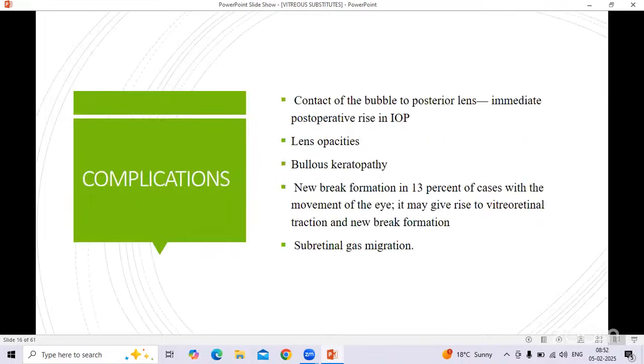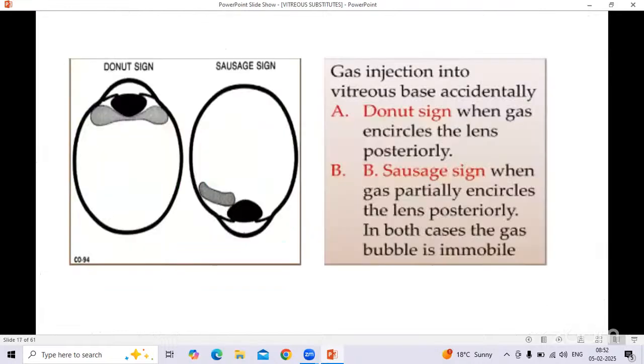Now, the complications of the gases: contact of the bubble to the posterior lens can cause an immediate postoperative rise in IOP. It can cause lens opacities, bullous keratopathy, new break formations, and subretinal gas migration. If the gas is injected into the vitreous base accidentally, then we can get the donut sign and sausage sign. In the donut sign, the gas encircles the posterior lens surface, and in the sausage sign, the gas partially encircles the lens posteriorly. In both cases, the bubble is immobile.